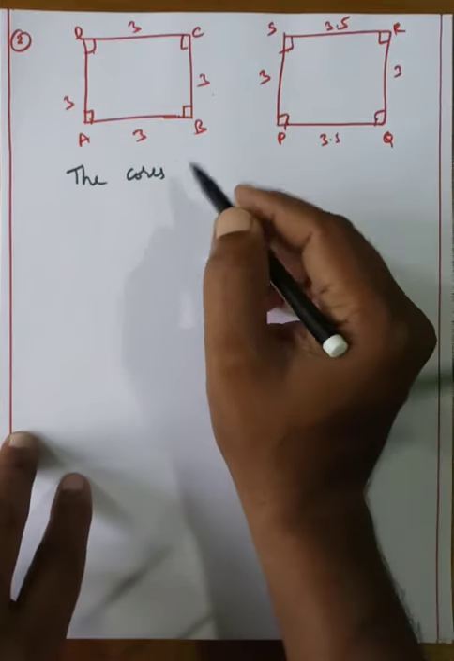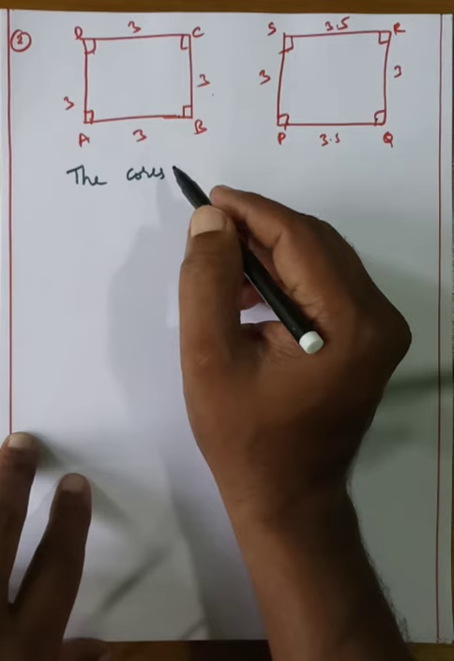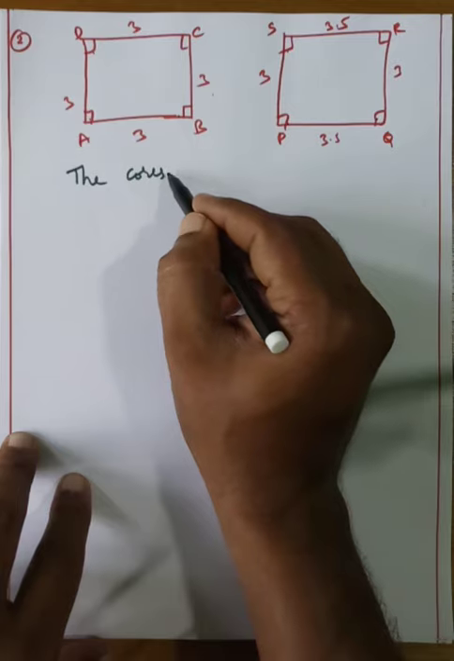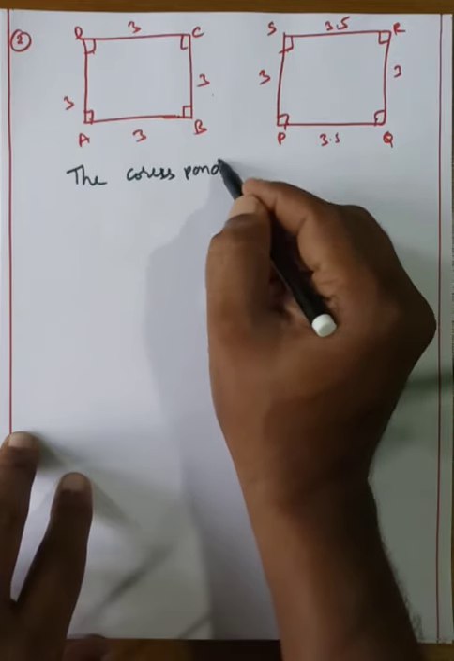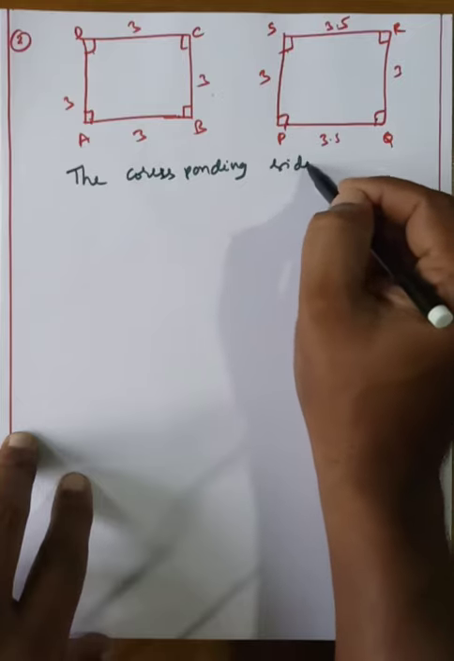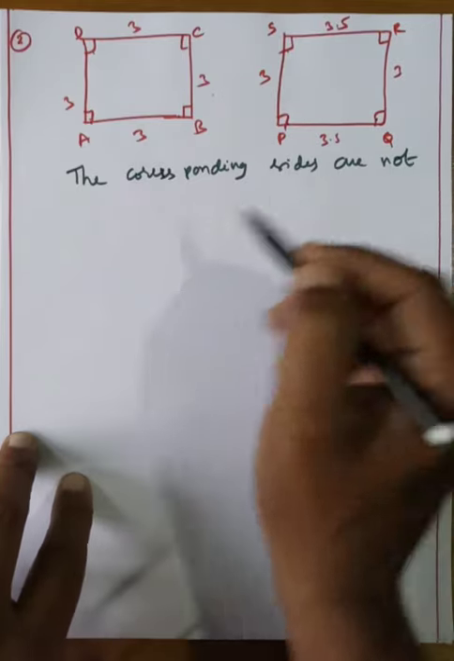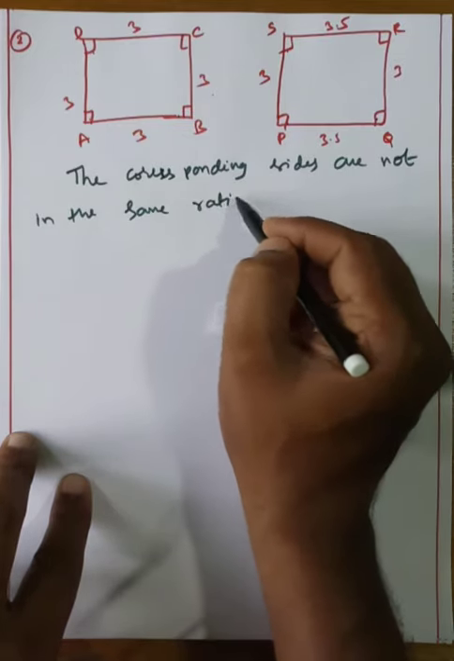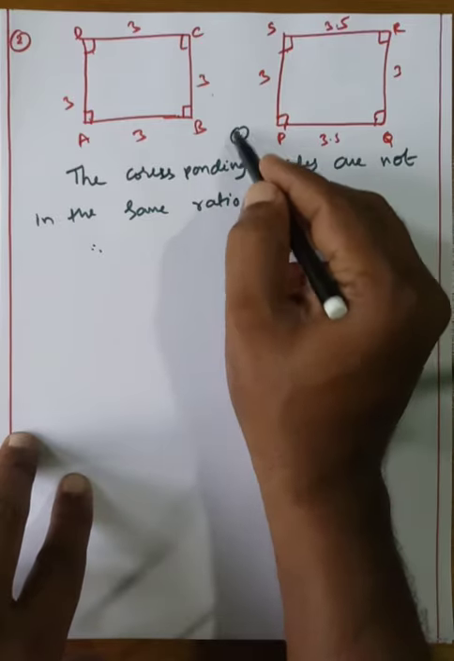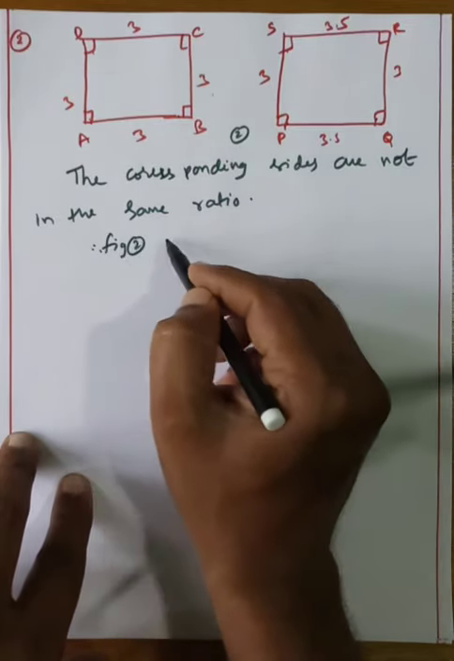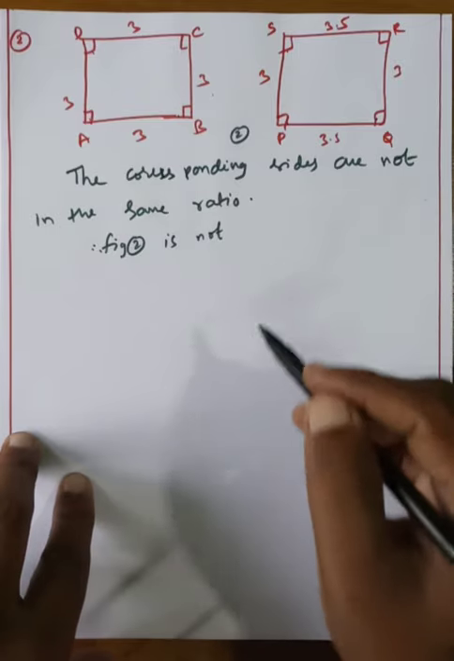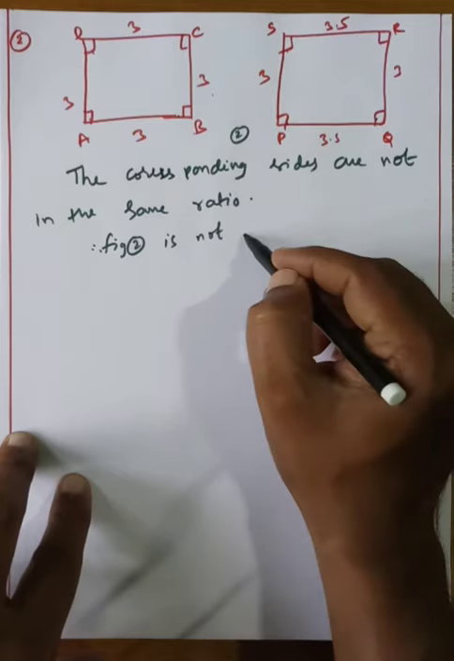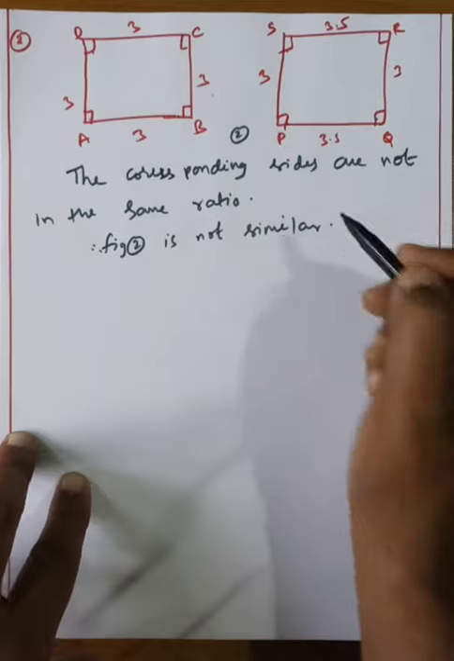Here the corresponding sides are not in the same ratio, therefore the two figures are not similar. The two figures are not similar. I hope that you understood or not.